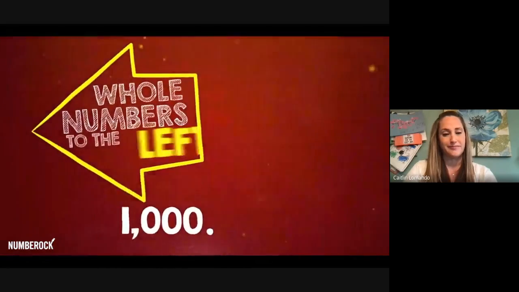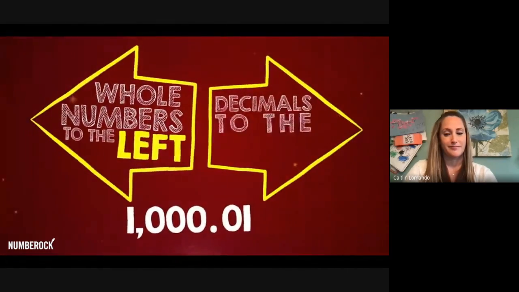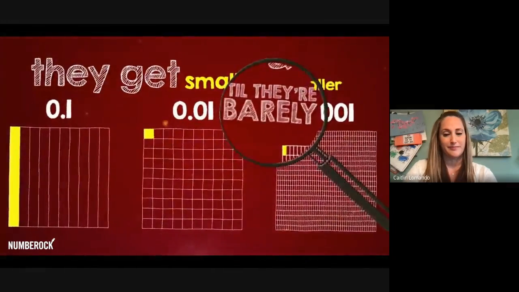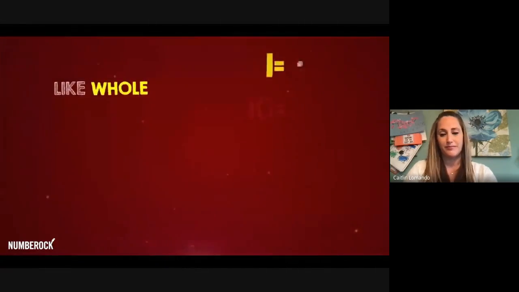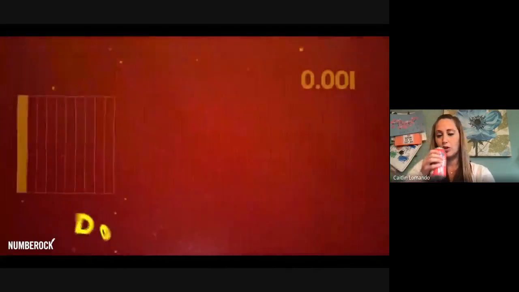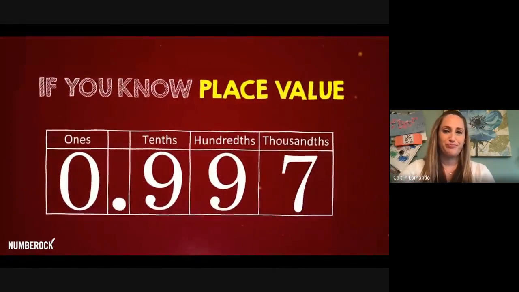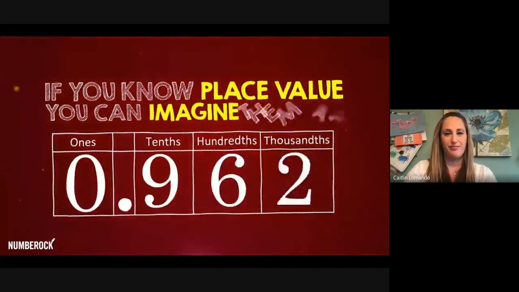Whole numbers to the left, decimals to the right. They get smaller and smaller till they're barely inside. Like whole numbers can get big, decimals can get small. If you know place value, you can imagine them all.